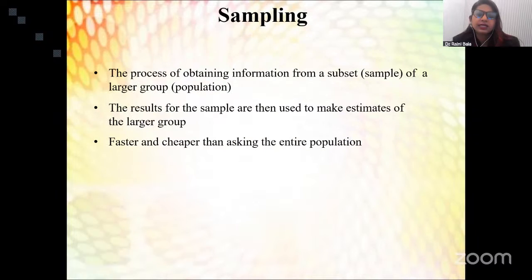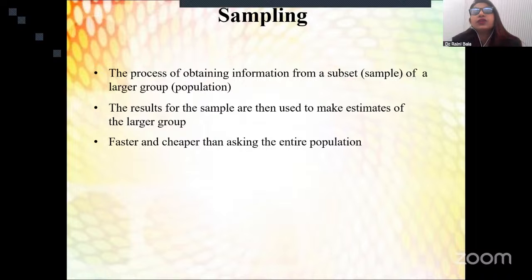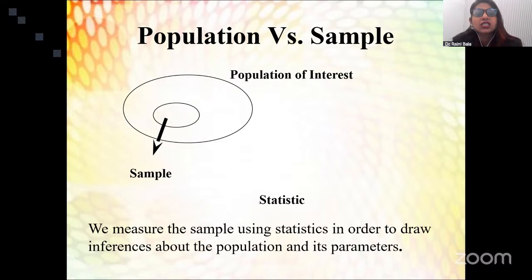So here sampling is basically a process of getting the information from a subset of the larger population. Subset is your sample, larger population is the whole population which you are representing, right? And then whatever results we are getting, the same we have to use to make the estimation for the entire population. So this is the cheaper and faster way to ask questions from our respondents, right?